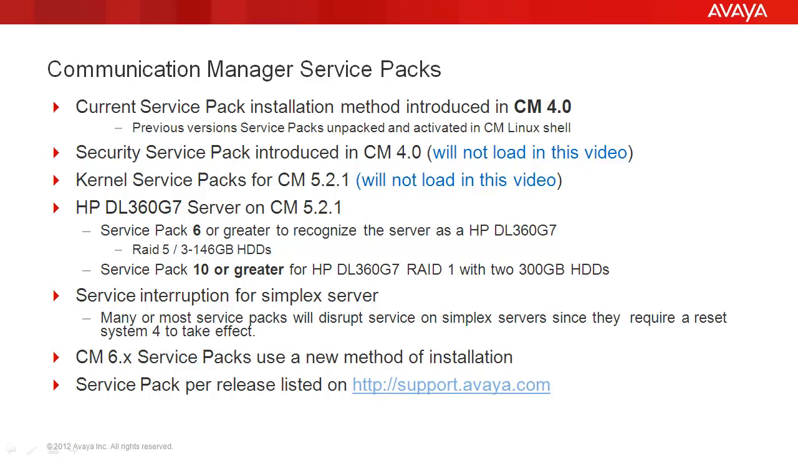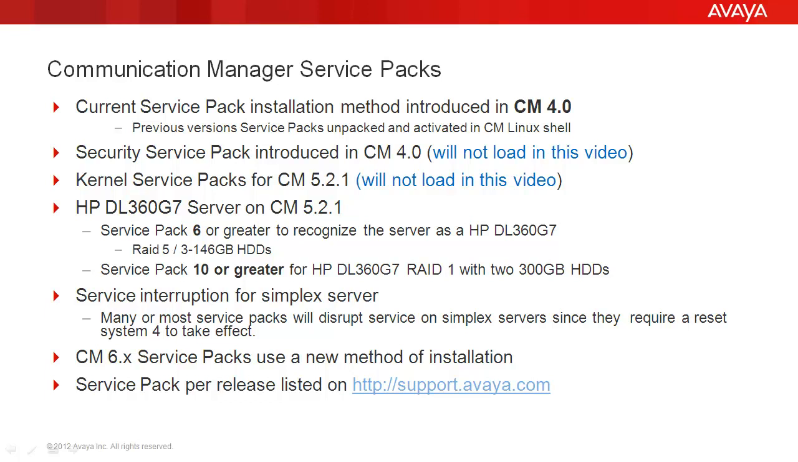Communication Manager Service Packs. The current Service Pack installation method was introduced with Communication Manager 4.0. Previous releases required you to log into the Linux shell and unpack and activate the Service Pack via CLI. Security Service Packs were introduced with Communication Manager 4.0, and kernel service packs were introduced with Communication Manager 5.2.1. We will not go over either of those service packs during this video.